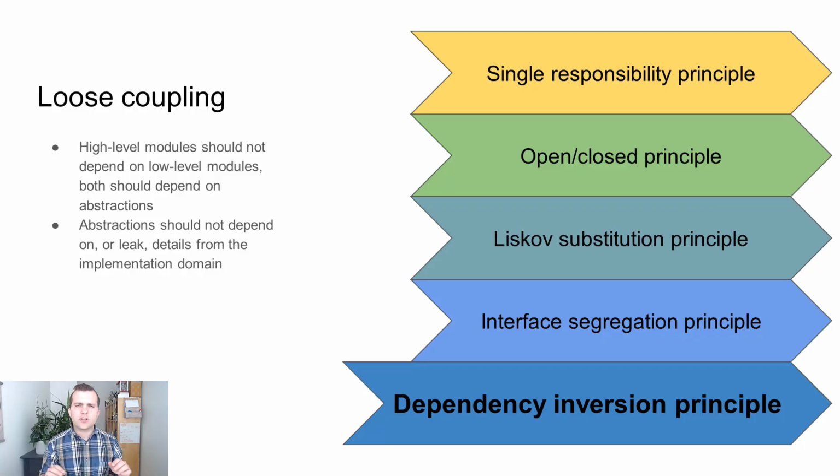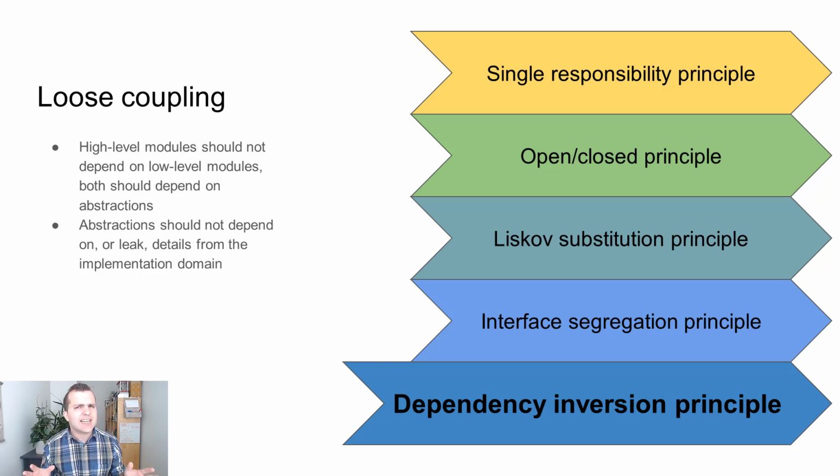Last but absolutely not least, we have the dependency inversion principle. This is one of my favorite principles and goes hand in hand with the inversion of control design patterns. The dependency inversion principle requires two things. Number one, high-level modules should not depend on low-level modules, but both should depend on abstractions. Number two, abstractions should not depend on details. Instead, details should depend on abstractions.